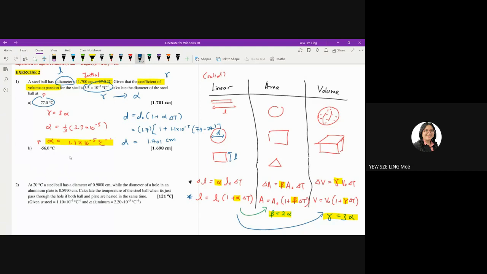Question B, the tricky part is the temperature. Again, I'm going to use D equals D naught times 1 plus alpha delta T. Now the equation is 1.7 times 1 plus 1.1 times 10 to the power of negative 5, times delta T. The final temperature is negative 56. Even though negative 56 is smaller than 27, this is now your final temperature. So negative 56 minus 27. Therefore you have 1.698 cm. So this is how you solve it.